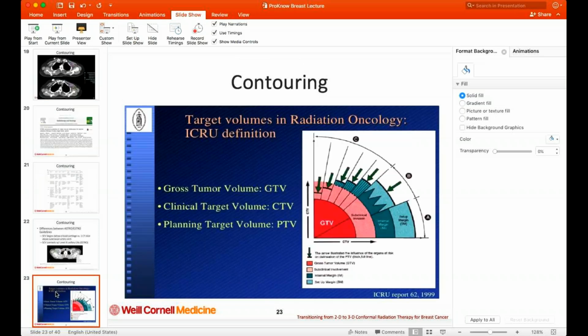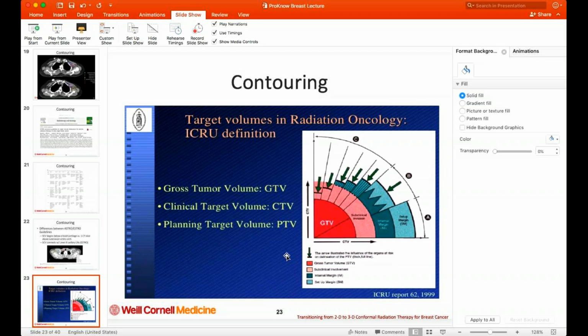When it comes to contouring, we want to make sure that we have a common language that we're speaking. In our profession, we have the definitions of the GTV, CTV, and the PTV. GTV stands for the gross tumor volume. That means anytime you have a tumor that's still in situ, still within the patient, you draw that out as a GTV.